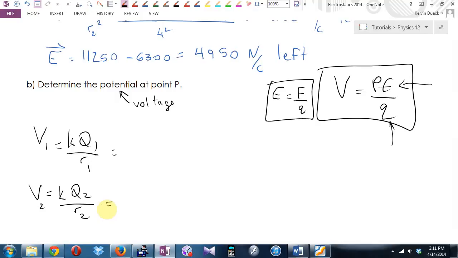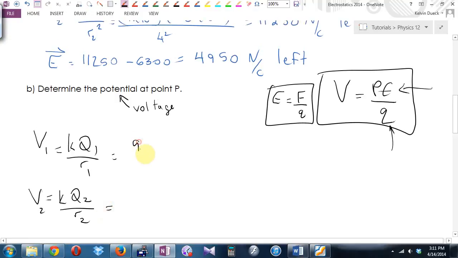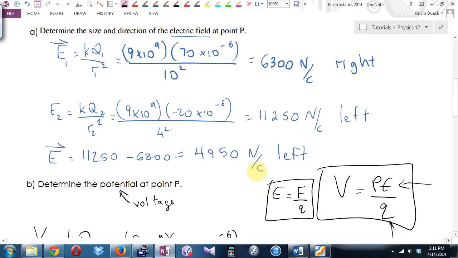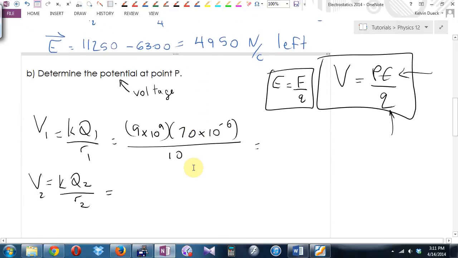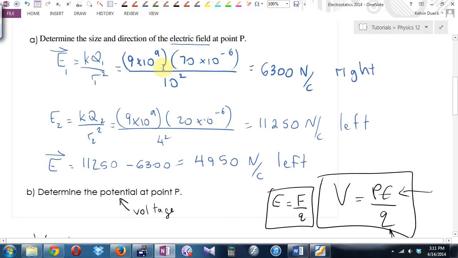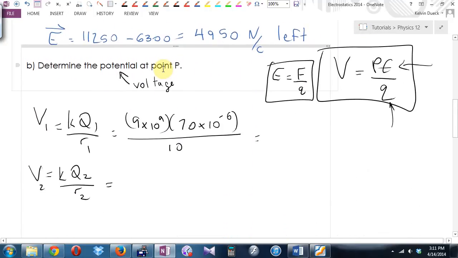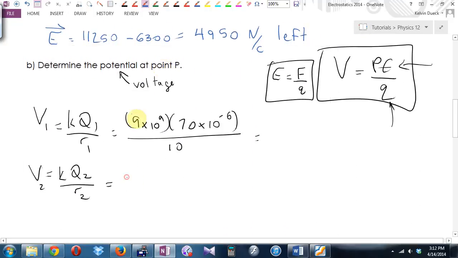I agree with you. In other words, in the first one, it's going to be 9 times 10 to the 9th, positive 70 microcoulombs over 10, right? But in the second one, by the way, I forgot to nuke the little negative there. Here, vanish negative. There we go. In the second one, what was the charge? Negative 20 microcoulombs. So it's going to be 9 times 10 to the 9th, negative 20.